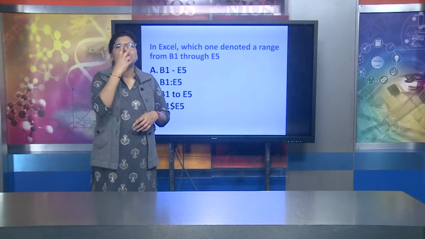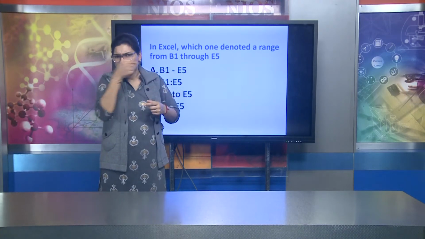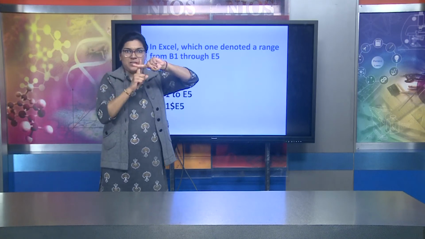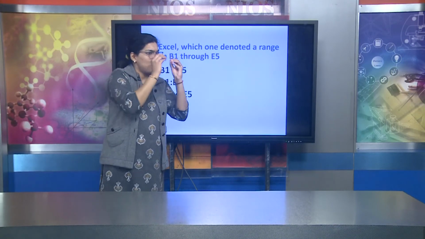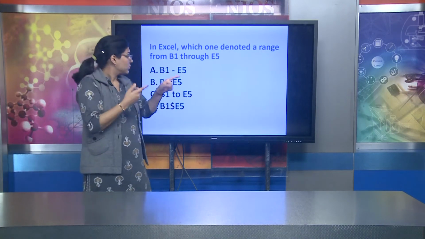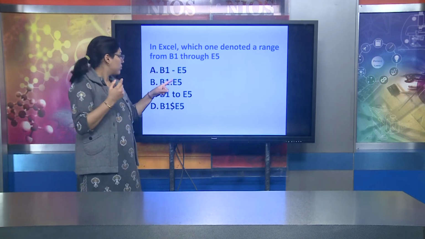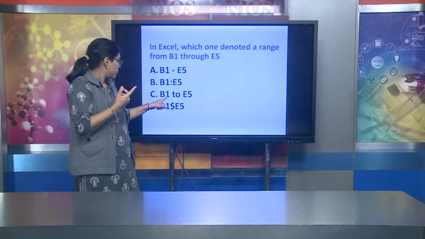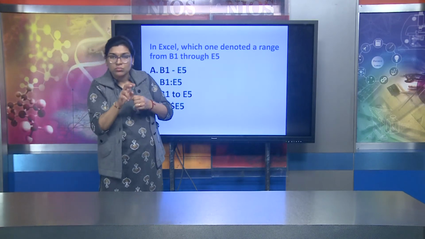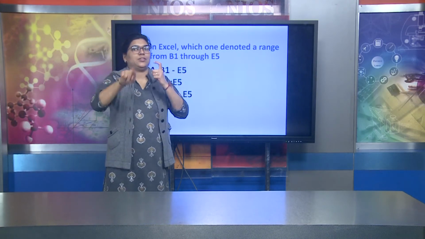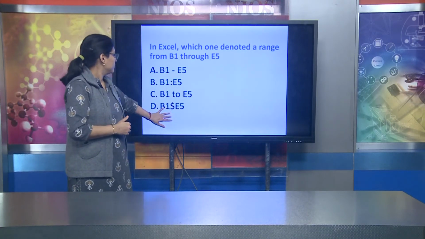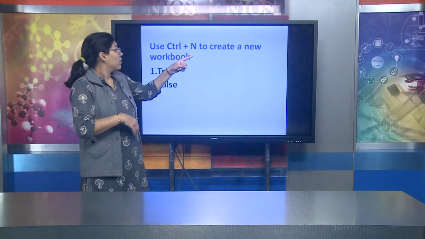In Excel, which one denotes a range from B1 through E5? B1 to E5, B1 is to E5, B1 to E5, B1 $E5.